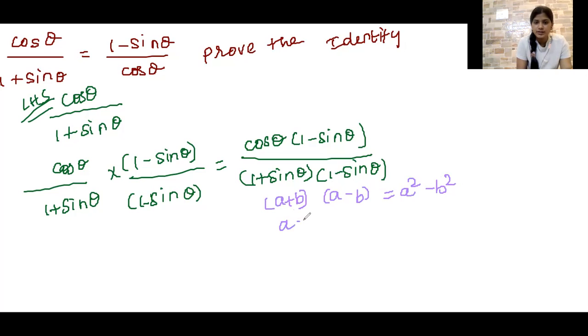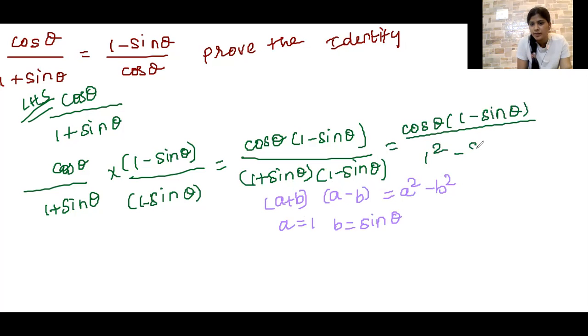So in this denominator, the value of a is 1 and the value of b is sine theta. So you can rewrite the expression as, just write the numerator as it is, that stays the same. And the denominator will become a square minus b square, 1 square minus sine square theta. 1 square is 1, so you don't have to put the 2 over there. So it's cos theta times 1 minus sine theta upon 1 minus sine square theta.